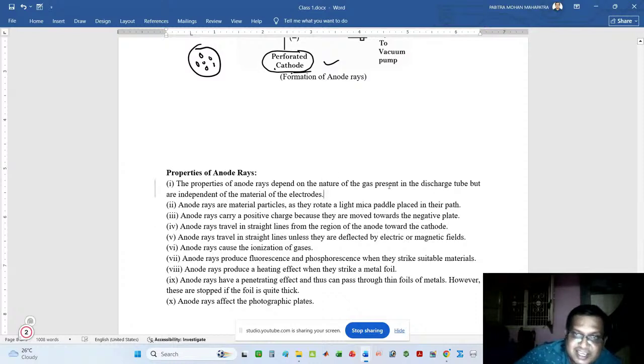But if you want to change the gas present in the discharge tube, then the property of the anode ray will change, because actually the anode ray comes from the gas. So if you change the gas, then obviously different types of anode ray will come. Remember, again I want to say that cathode ray does not depend upon the nature of gas and the nature of the material. But anode ray depends on the nature of the gas present in the discharge tube, but is independent of the nature of the electrode.